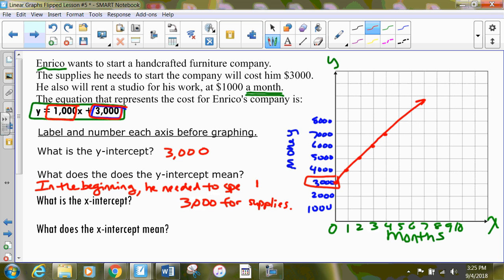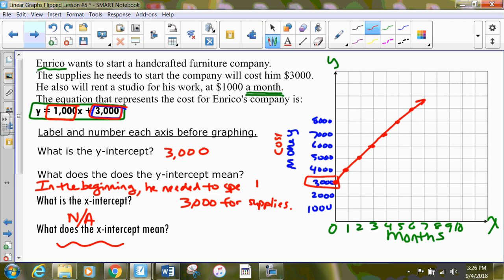Okay, and then it asks what's the x-intercept. So this is interesting. I don't see that it has an x-intercept, right? And why is that? Think about it. When he first started this company, he had to spend $3,000 just to get going with the supplies. And every month, the cost, and so really instead of money, we should probably put cost. The cost of running the company continues to climb. It's not going to go down, right? So there is no x-intercept. So what is the x-intercept? We're going to say not applicable.